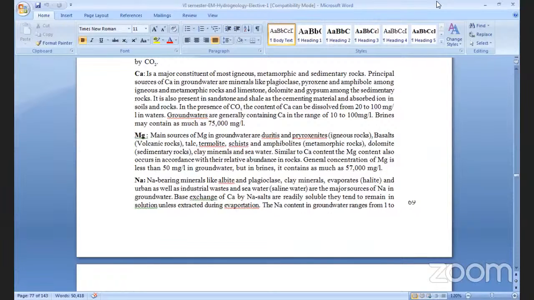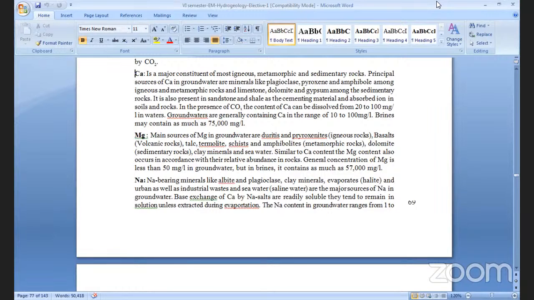The principal sources of calcium in groundwater are minerals like plagioclase, pyroxenes, and amphiboles among igneous and metamorphic rocks, and limestone, dolomite, and gypsum also consist of the same. In the presence of CO2, calcium can be dissolved at 20 to 100 milligrams per liter. Groundwater generally contains calcium in the range of 10 to 100 milligrams per liter. In brine water, it is approximately 75,000 milligrams per liter.